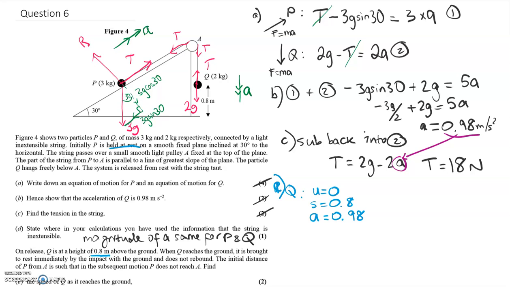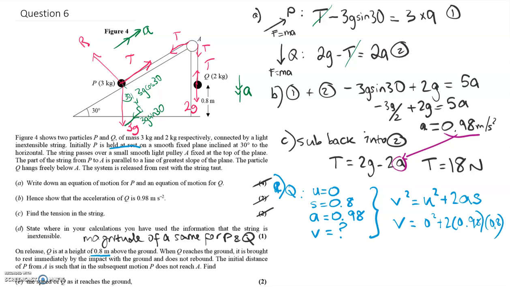So at what speed does it hit the ground? That's our final speed that we want. That's V. So once you've listed all the bits of information that you have, you decide what suvat equation you need, and it's v squared equals u squared plus 2as. Sub in all the values that you have. You've got 0 squared plus 2 times 0.98 times 0.8, and then you've got to square root all of that to get v, and you end up with 1.3 meters per second.